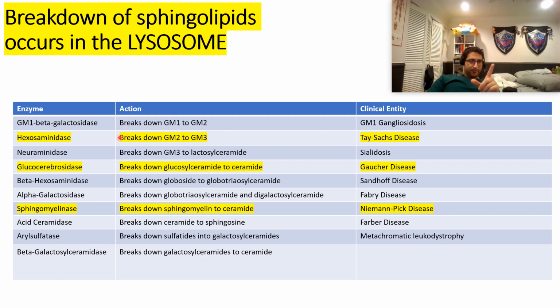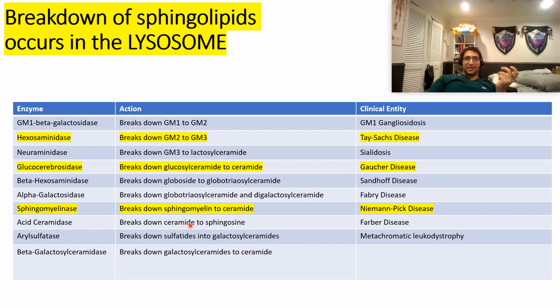But anyways, glucocerebrosidase is the second one that I really want to point out, and that breaks glucosyl down to ceramides. So you get these buildup of these glucosylated ceramides, and that leads to Gaucher disease, which is a kind of a more brutal version of what happens with the other gangliosidoses. Try saying that 5 times fast.